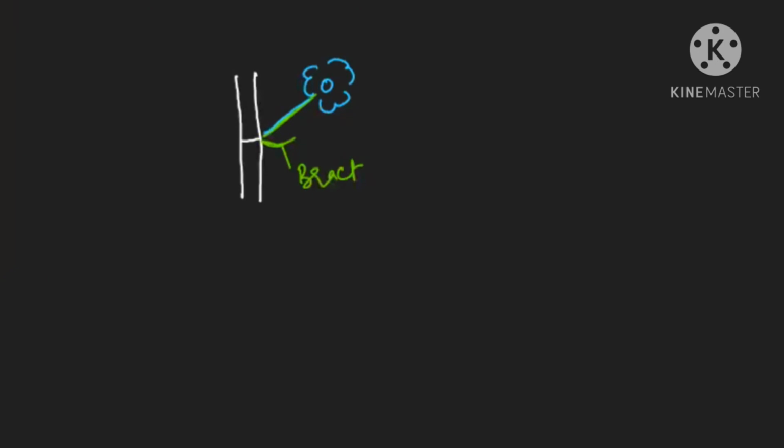Let us assume this is the one person who is observing this flower. This is the eyes of that person. He is observing it. So according to him, bract is on the anterior side, and the main stem, the mother axis, will be present on the posterior side.